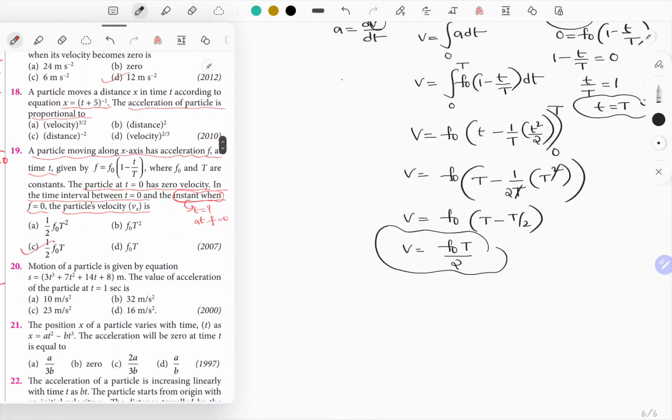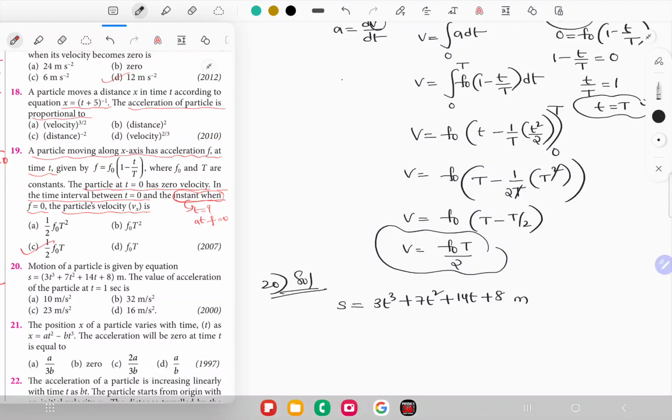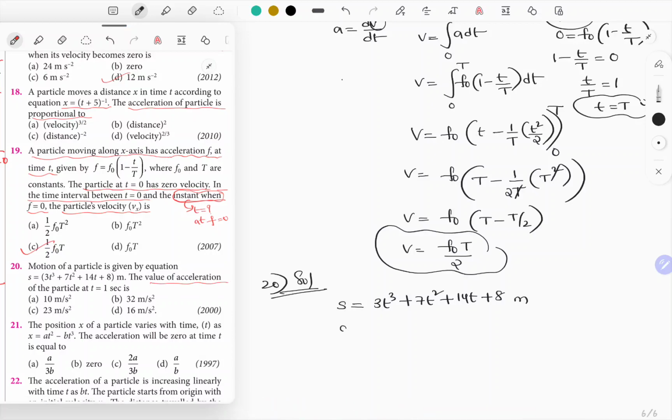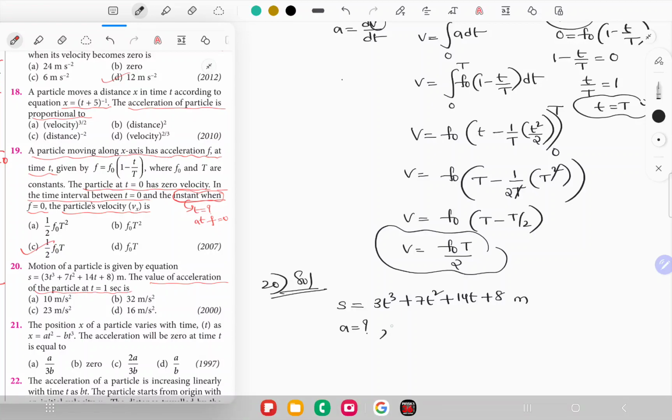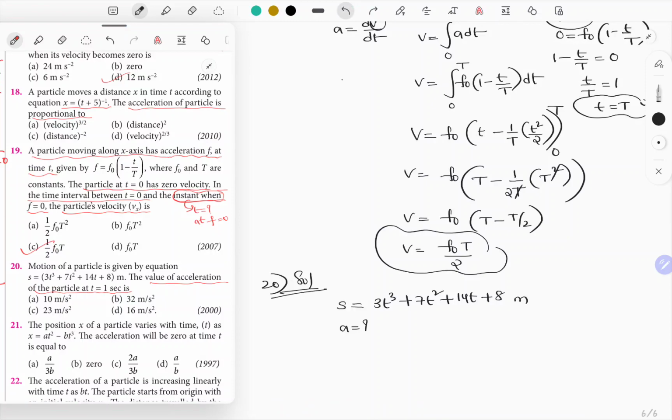Okay, the next one is interesting. So question number 20. What is the thing they are asking? They have given position with respect to time: s is equal to 3t cube plus 7t square plus 14t plus 8 meter. They are asking the value of the acceleration of the particle at t is equal to 1 second. So at what time do they need acceleration? At t is equal to 1 second.